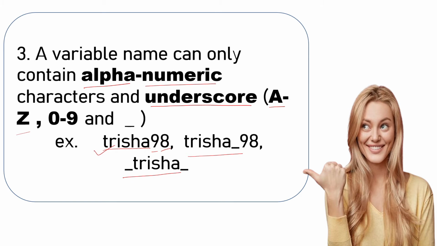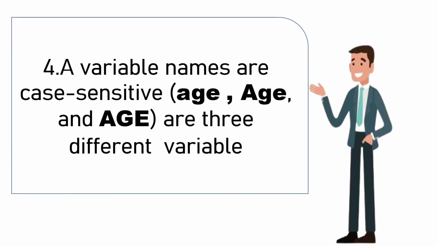Okay. Next, variable names are case sensitive. Age, AGE and age are three different variables. These are not the same variable name. These are all three different variable names because variable names are case sensitive. Case sensitive means like this: AGE is different, Age and age are different.